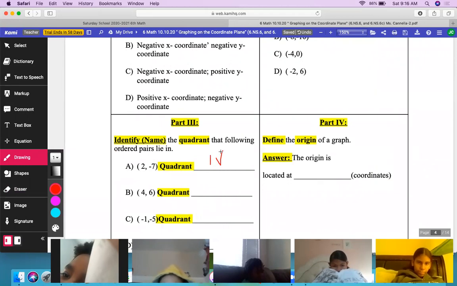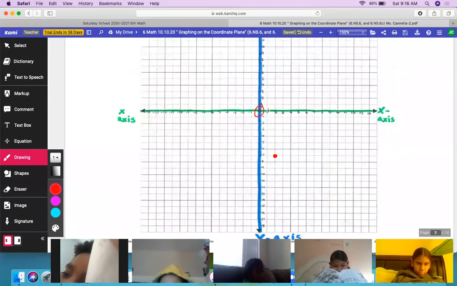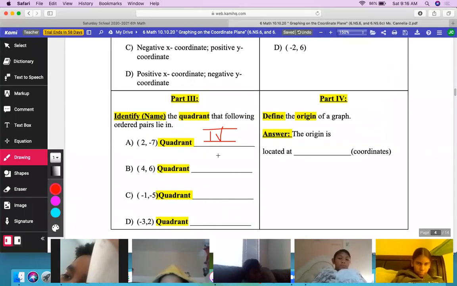There's only 2 more. Okay? 4, 6, Daniel. We're going to start at the origin. We're going to walk 4 to the right, go up to 6. What quadrant are we in? Quadrant 1. Beautiful, Daniel. Continue.